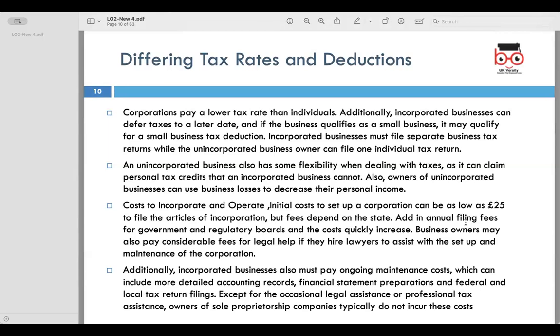Incorporated businesses also have to pay ongoing maintenance costs, such as keeping more detailed records for budgeting, making financial statements, and filing federal and state tax returns. The only times owners of sole proprietorship or partnership businesses usually have to pay for these things is when they need legal help or tax help.